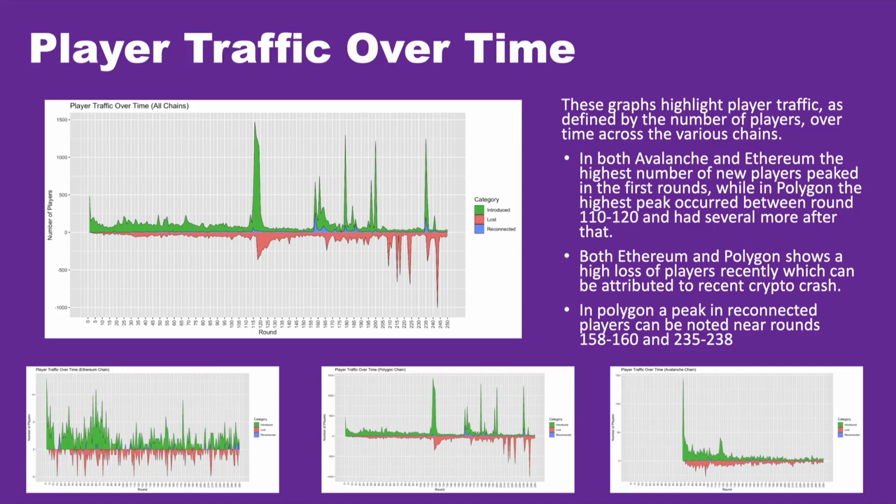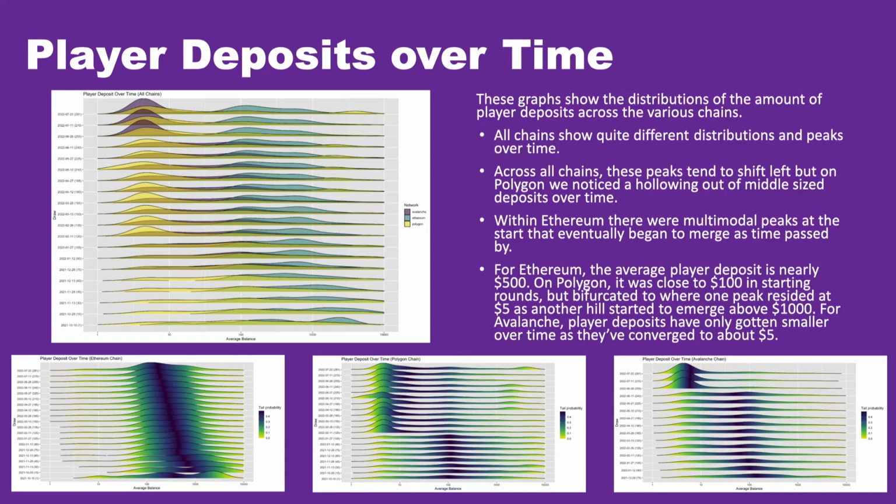I guess the takeaway is, you can see in Ethereum and Polygon there's a high loss of players recently, which you could probably attribute to the recent crypto crash and the decline in prices. In Polygon in particular, and also in the overall, you can see a really strong signal between, say, rounds 158 and 160, as well as rounds 235 to 238, where there's a big spike in new players.